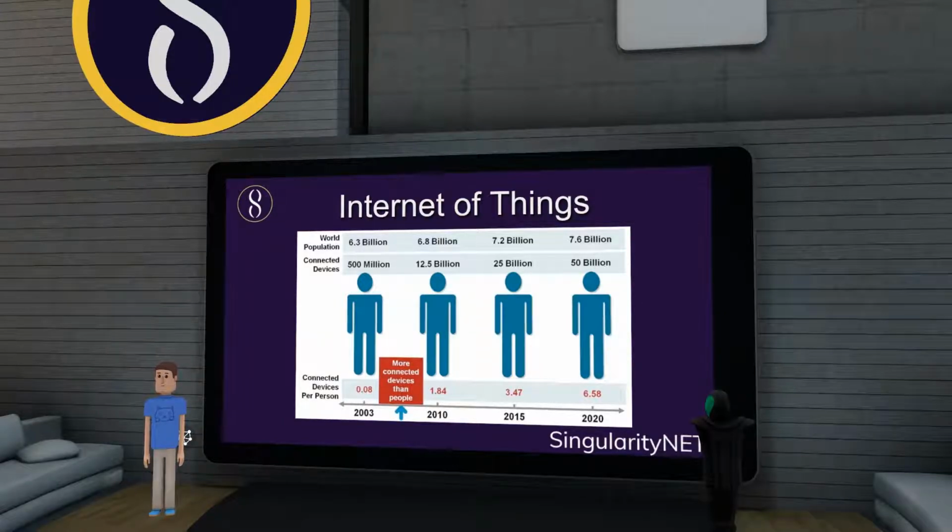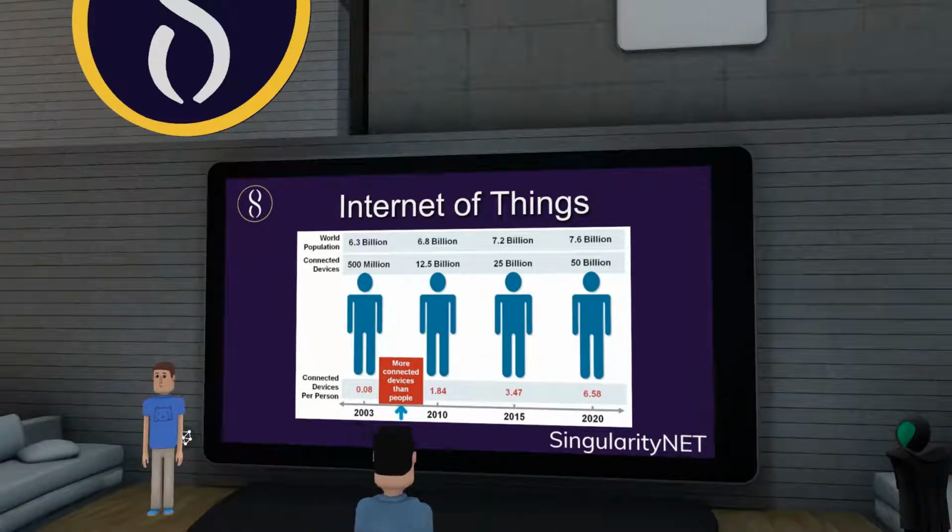But in 2010, we went from 6.3 billion people to 6.8 billion people, so we grew by 0.5 billion. And from there we had a total of 12.5 billion devices connected to the internet, which was 3.47 devices per person. If this trend continues, by 2020 we'll be at an estimated 7.6 billion people on the planet, but there will be 50 billion devices. That's on average 6.58 devices per person.